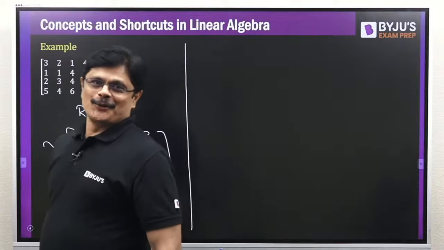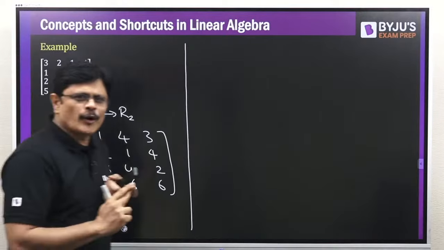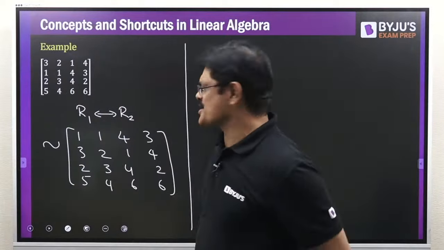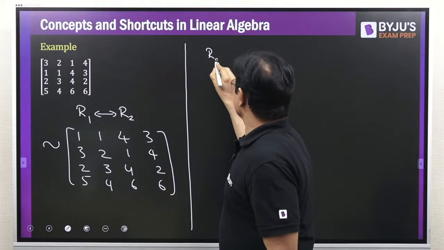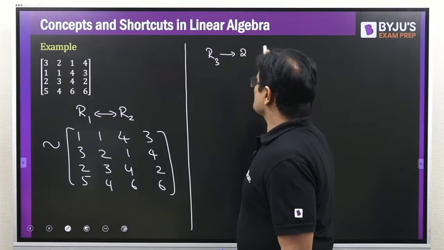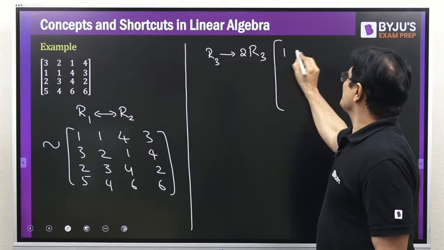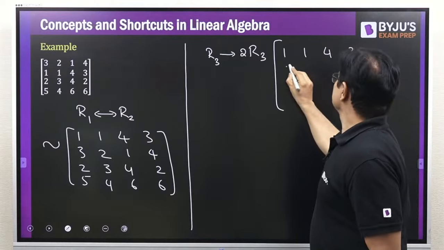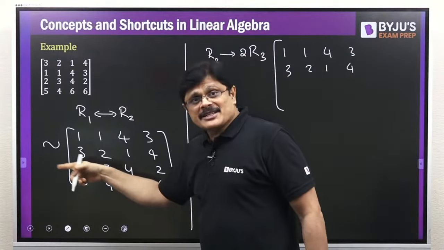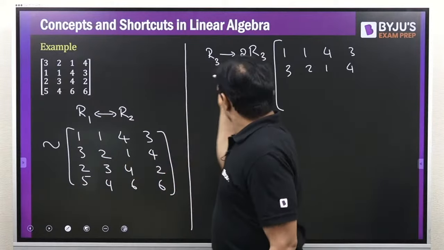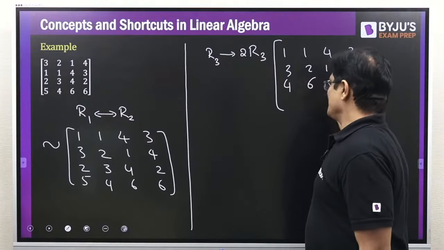Now, on this I want to do one more row operation. What is the second type of row operation? Multiplying a row with a non-zero constant. You can select any row. Let me select R3. I want to multiply R3 with 2, that is 2 times R3. The remaining rows remain as they are. Don't just multiply the first element. The entire row needs to be multiplied with 2: 2 2s are 4, 2 3s are 6, 2 4s are 8 and 2 2s are 4.